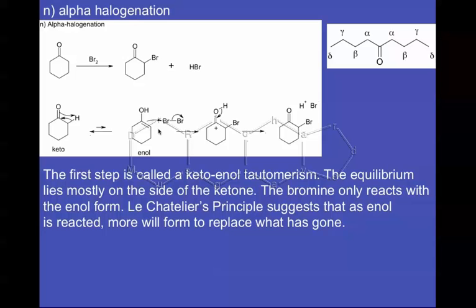Even though the enol form is only probably 1% of the total reactant, it reacts with the bromine and then it disappears. After the enol form disappears, the keto form makes more enol form to replace what was lost. This is just an illustration of Le Chatelier's principle, which says that if you remove a product, the reactant will create more product to replace the product that we took away. And that's what's going on here in each of these cases. So what we get is H plus and Br minus as a product of this process.